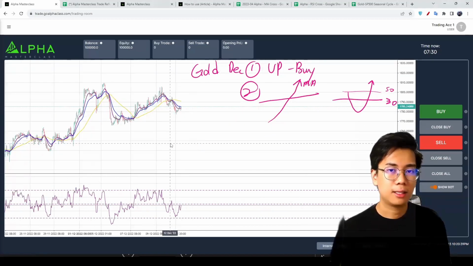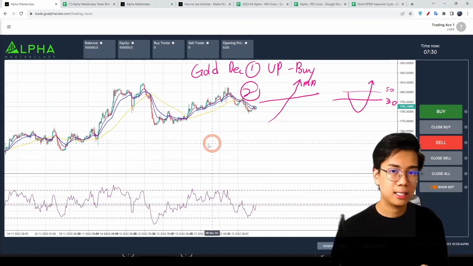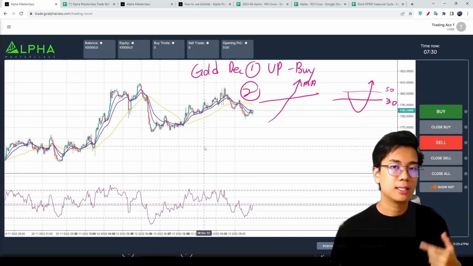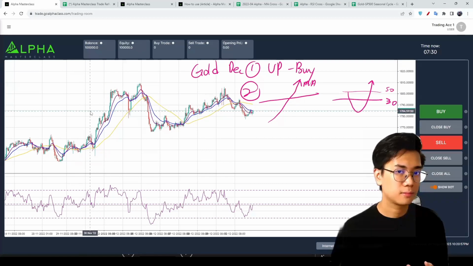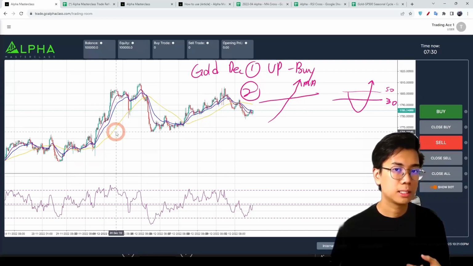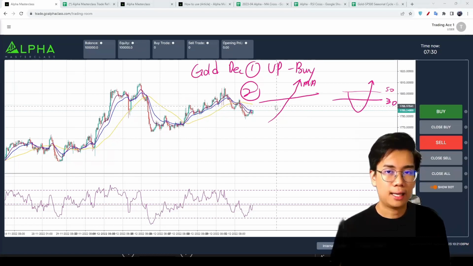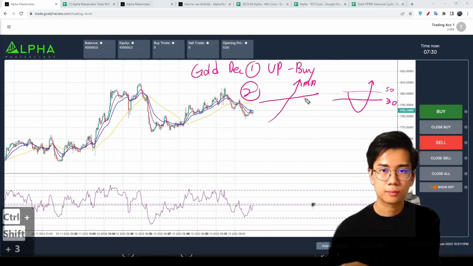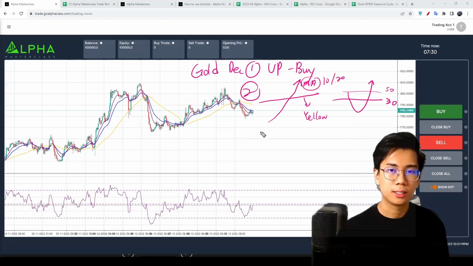Now my question is, based on today's chart, which line more clearly shows the direction? Yellow, red, or blue? Which one shows a clearer sign of market direction? Yellow. Then you should use the yellow line as a benchmark. And then MA is either 10 or 20, up to you to choose.